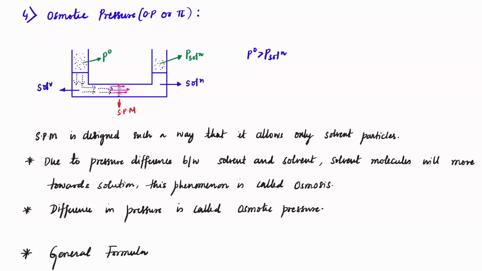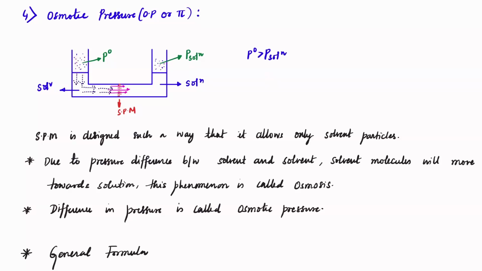Now what would happen? Listen up. Across the solution side, the solution will apply some amount of vapor pressure, let's call it P solution. On the solvent side, it will apply some amount of vapor pressure, which we call P naught. And you know that P naught is always greater than P of the solution, isn't it? So in such a case, can we say that the pressure on this side is more as compared to the pressure here?